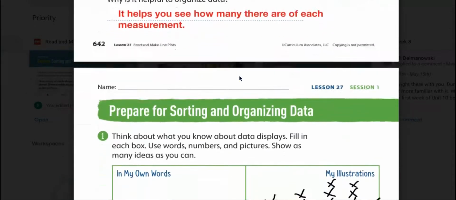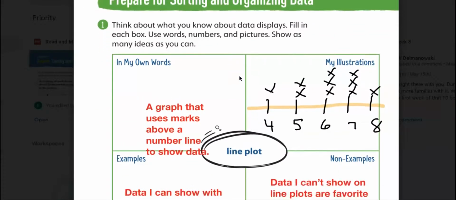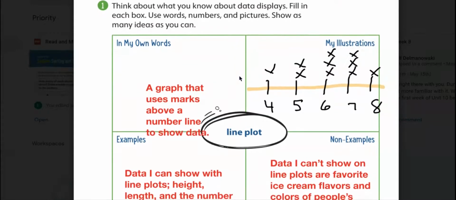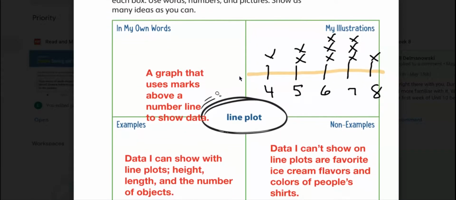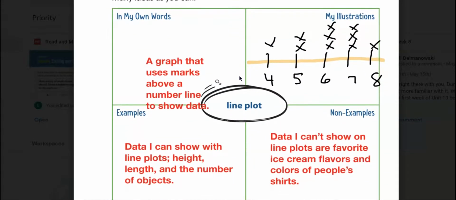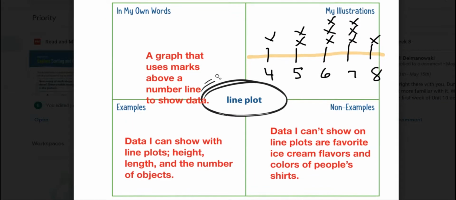All right, and last part, one of my favorites, our graphic organizer. We're going to fill it in using what we know and what we've learned about line plots. Do you see the circle says line plots and there's 4 squares? So in my own words, a line plot is a graph that uses marks above a number line to show data. And if you look over here, my illustration and my picture, here's my line graph.